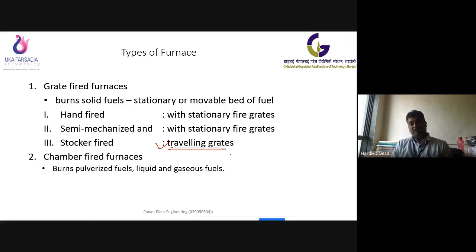The second one is the chamber fired furnaces. These are basically used for pulverized fuel combustion. It burns the fuel in its powder form, so it can burn liquid, solid, and gaseous fuels.